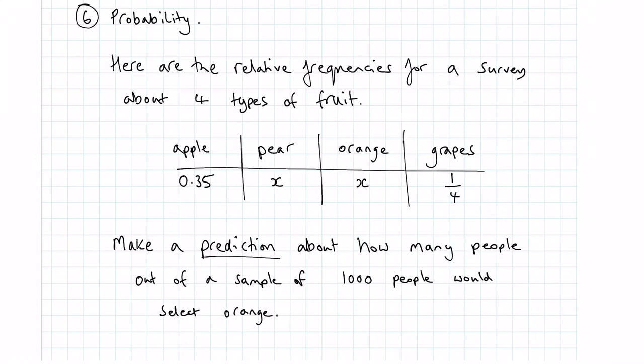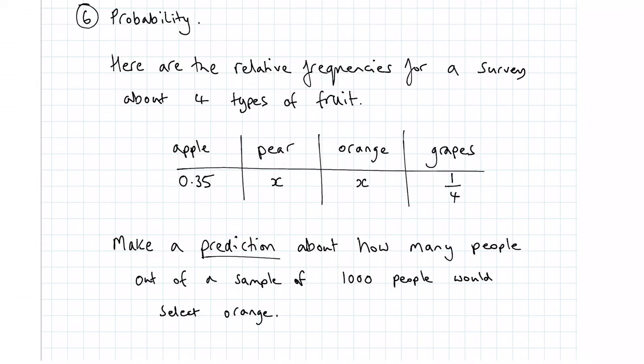On to question 6. Back to probability from a couple of weeks ago now. You're told that there are some fruit. People are asked which is their favourite fruit out of these 4 choices. And actually the relative frequencies are shown in this table here. And it's your job to then decide, based on these relative frequencies, if 1,000 people are asked about their favourite fruit, how many people would say orange? And it's to do with what relative frequency you get here. And if you remember the rule, prediction is relative frequency multiplied by sample size.